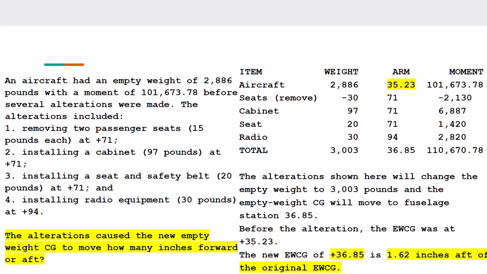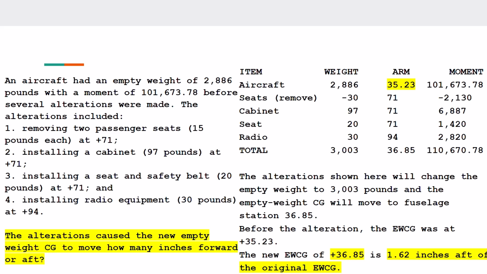So our new moment will be 110,670, and our new weight will be 3,003. If you divide 110,670.78 by 3,003, you will get the new CG, which is station 36.85. Now remember, our question asked, how did the CG move? So our original CG was 35.23, our new is 36.85.